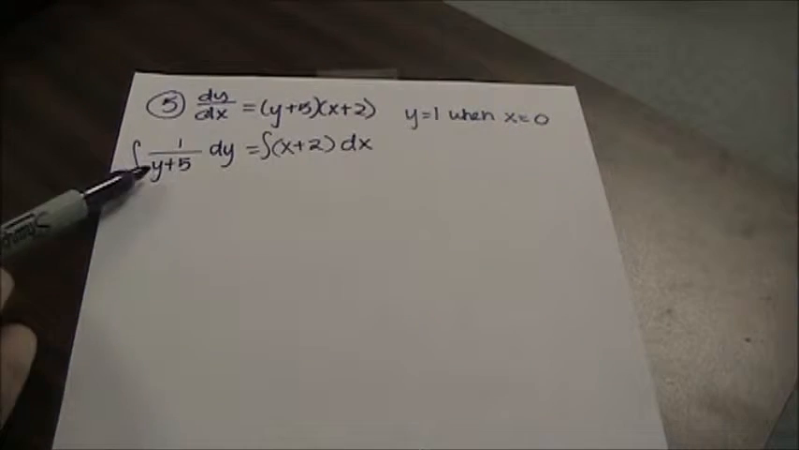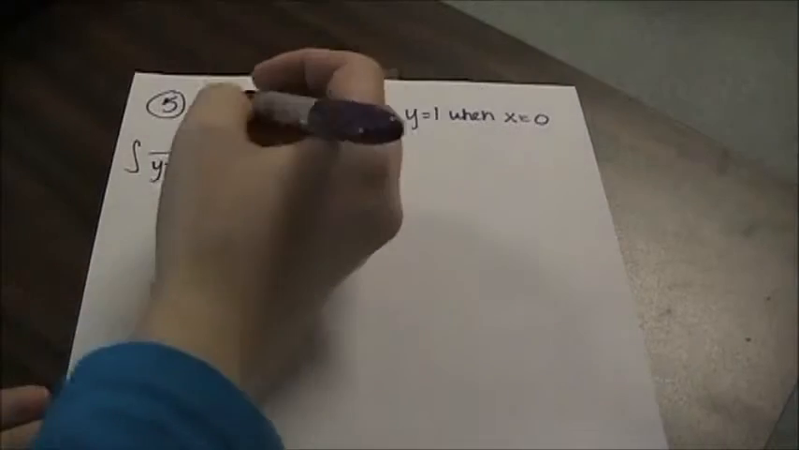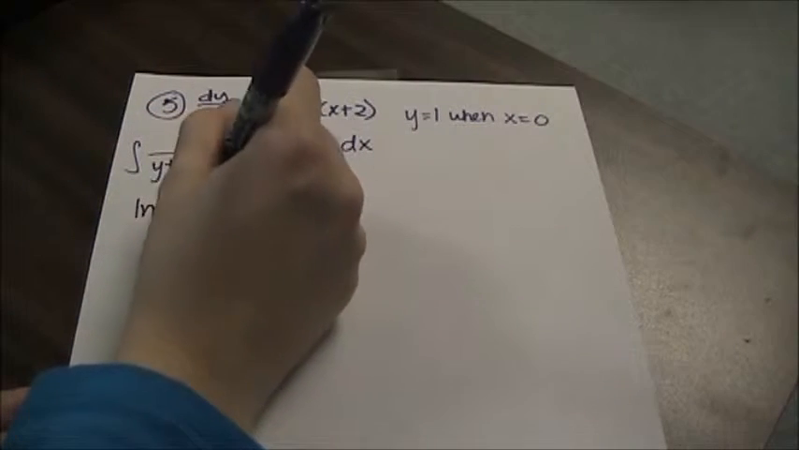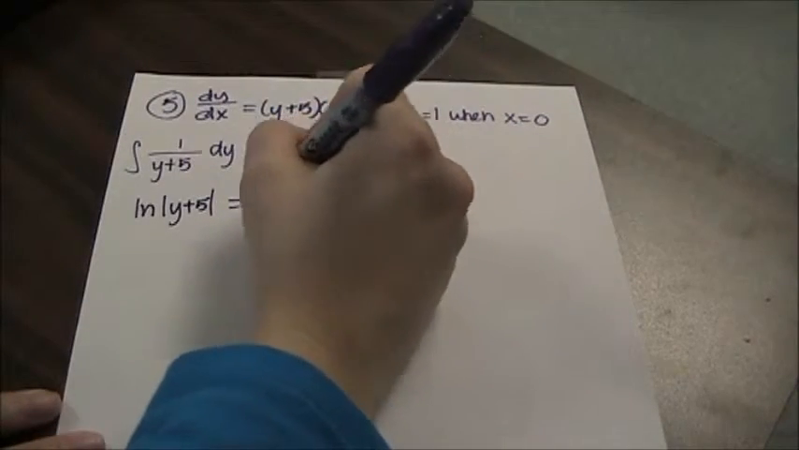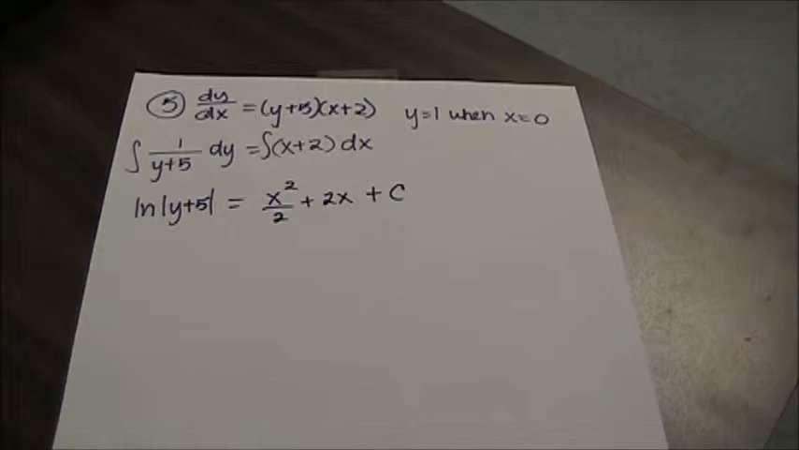And again, this expression has a degree of 1. Therefore, when I integrate, I get natural log of the denominator. And then on the right, it's just a polynomial. So when I integrate, I get x squared over 2 plus 2x plus c.